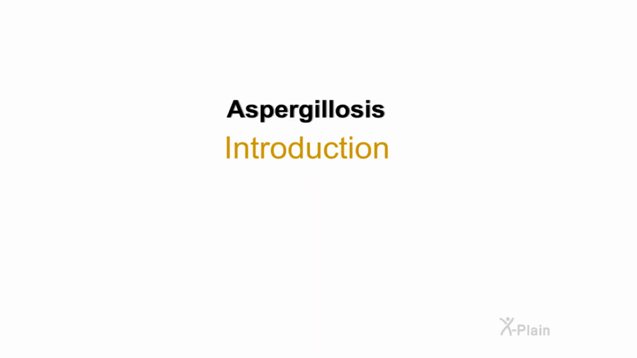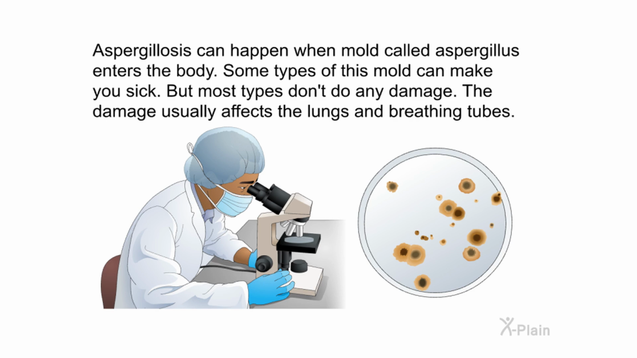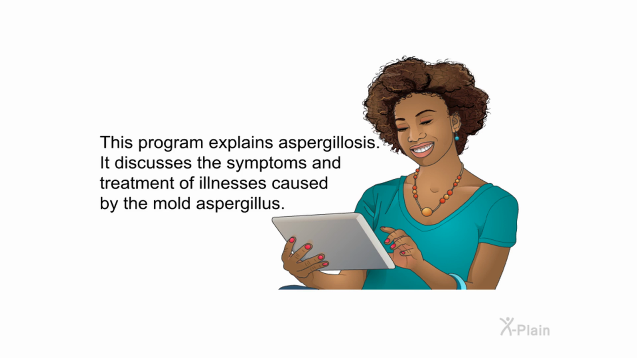Aspergillosis. Introduction. Aspergillosis can happen when mold called Aspergillus enters the body. Some types of this mold can make you sick, but most types don't do any damage. The damage usually affects the lungs and breathing tubes. This program explains aspergillosis. It discusses the symptoms and treatment of illnesses caused by the mold Aspergillus.